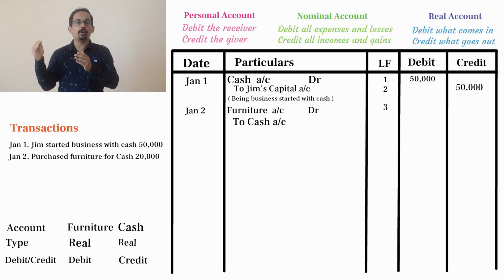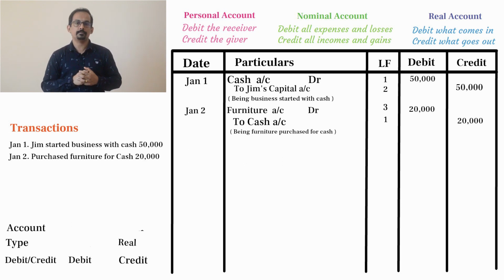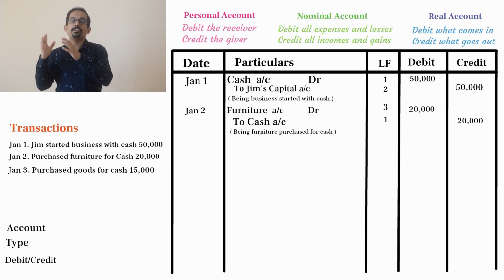In the debit amount column, you mention the value of the furniture that has come into the company, and in the credit column, you mention the cash that has gone out, which is 20,000 each. Now, another example, January 3rd, purchased goods for 15,000 by paying cash.